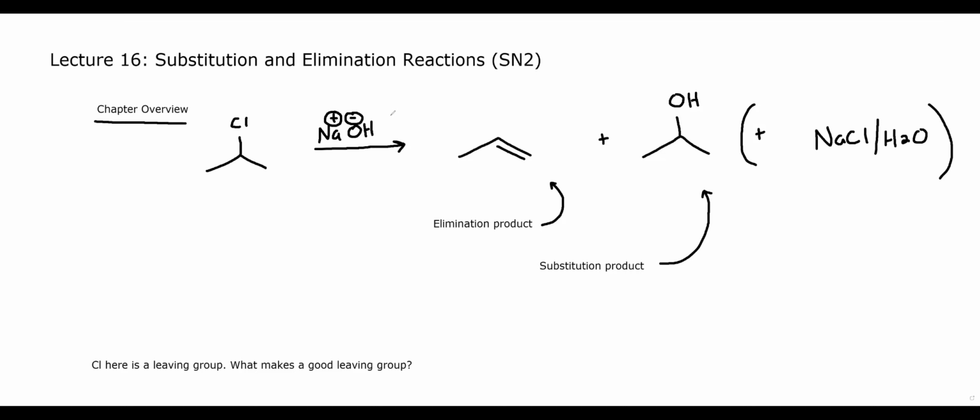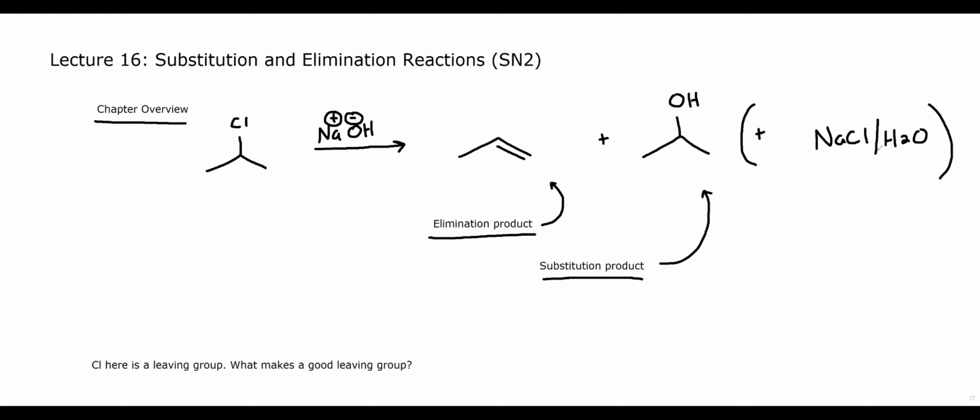So if we have OH- in this reaction, we can get two different reactions to occur on this 2-chloropropane. We can get an elimination reaction where the chlorine leaves along with a hydrogen to form a double bond. Or we could get a substitution reaction in which the OH replaces or substitutes the chlorine. So we have two different products that could form: the elimination product, which would be a double bond, or the substitution product, which would be an alcohol. Those are the two different types of reactions that we can have.